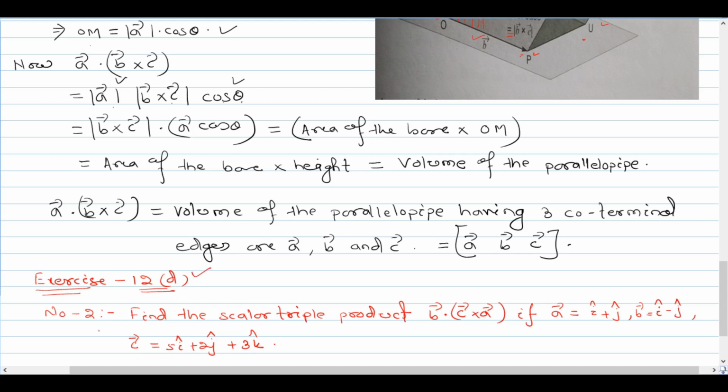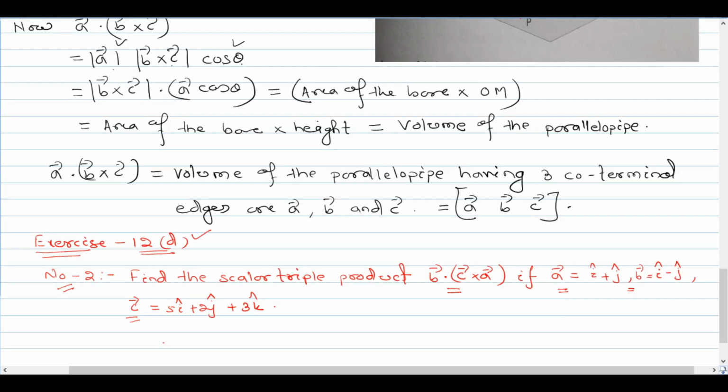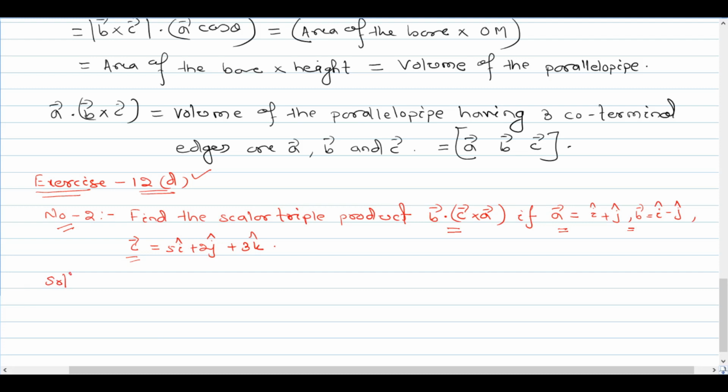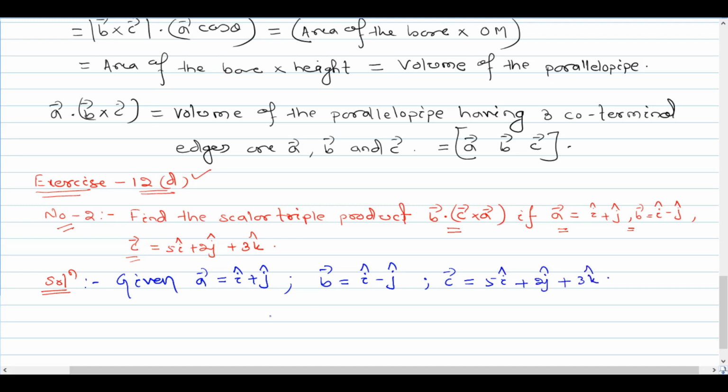Now we'll take some problem, that is exercise 12D number 2. Look, read the question in the Elements book, number 2: find the scalar triple product A dot B cross C, B dot C cross A, if A vector, B vector and C vector are given. Okay, now we'll take the solution. First we write the given condition: A vector is equal to I cap plus J cap, B vector is equal to I cap minus J cap, C vector is equal to 5 I cap plus 2 J cap plus 3 K cap. We have to find B dot C cross A.